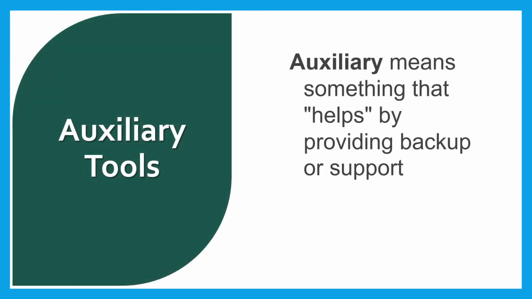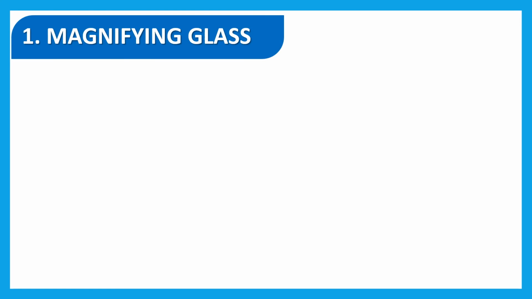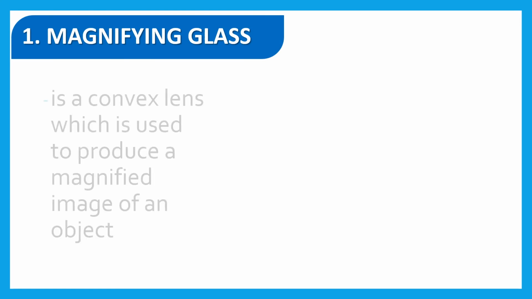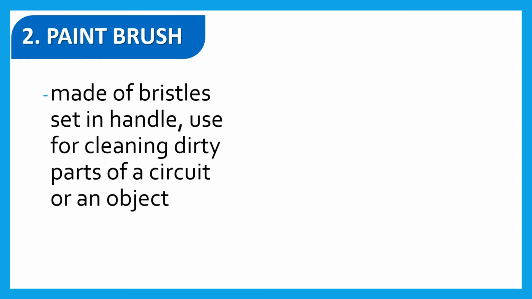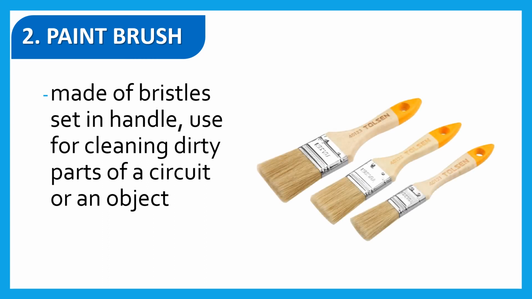Auxiliary tools. Auxiliary means something that helps by providing backup or support. Example, magnifying glass. It is a convex lens which is used to produce a magnified image of an object. Number 2, paintbrush. It's made of bristles set in a handle, used for cleaning dirty parts of a circuit or an object.